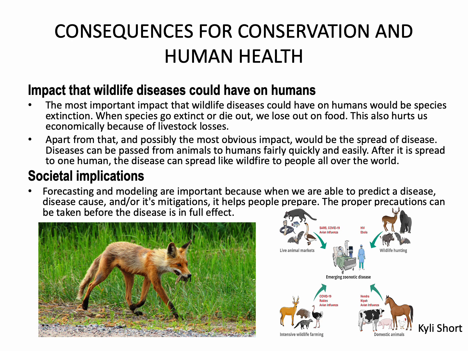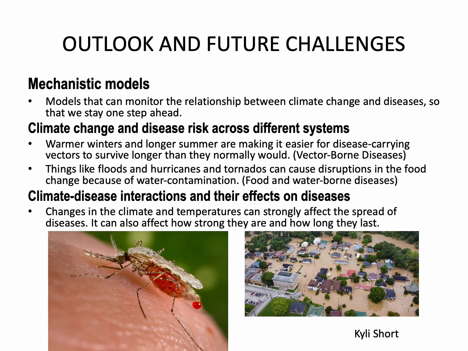Societal implications. Forecasting and modeling are important because when we are able to predict a disease's costs, and/or its mitigations, it helps people prepare. The proper precautions can be taken before the disease is in full effect. Mechanistic models are models that can monitor the relationship between climate change and diseases so that we can stay one step ahead.